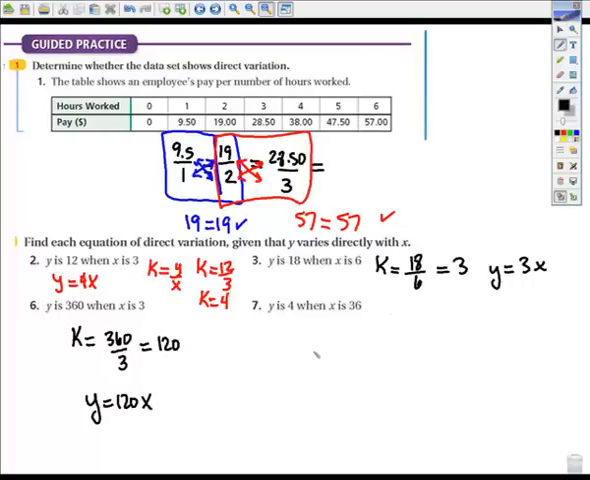And then my last one here, k equals 4 over 36, which is 1/9. So it's okay to have a fraction. So y equals 1/9 times x. So there's the direct variation, how you write the equations.